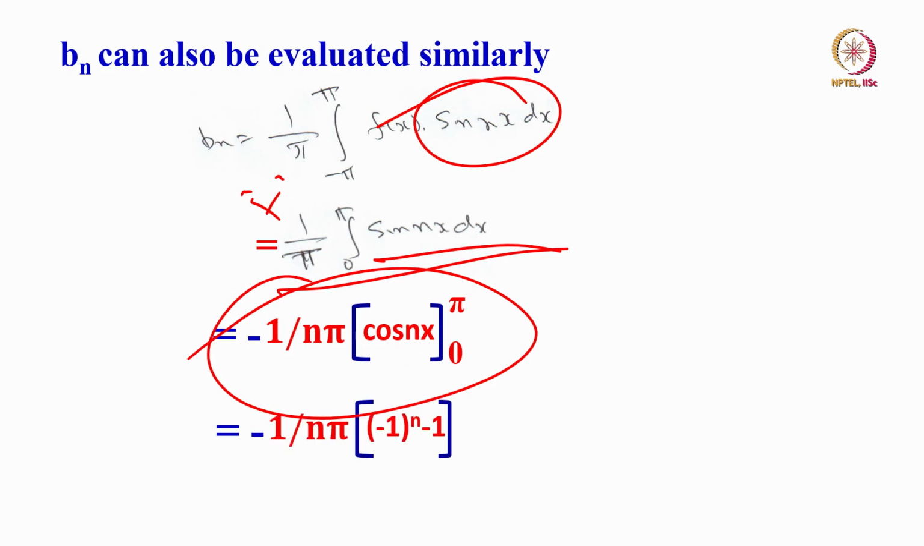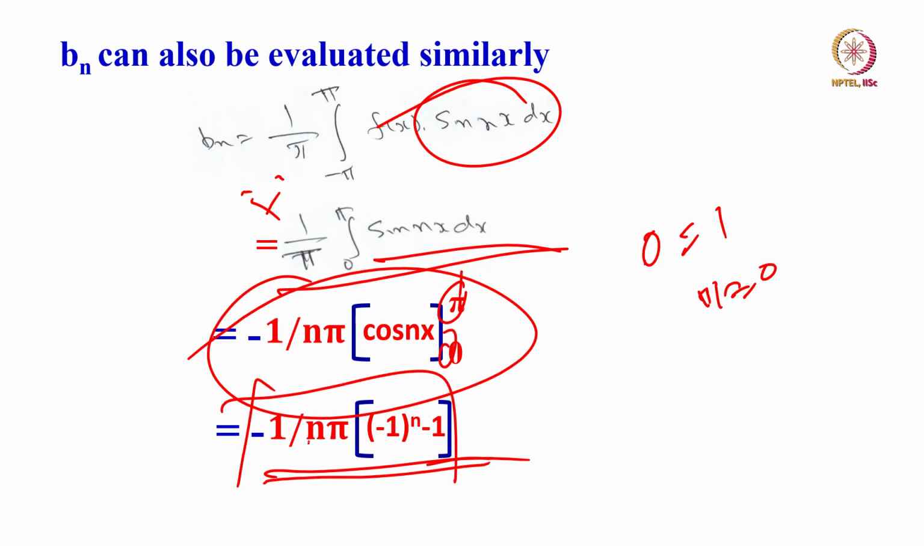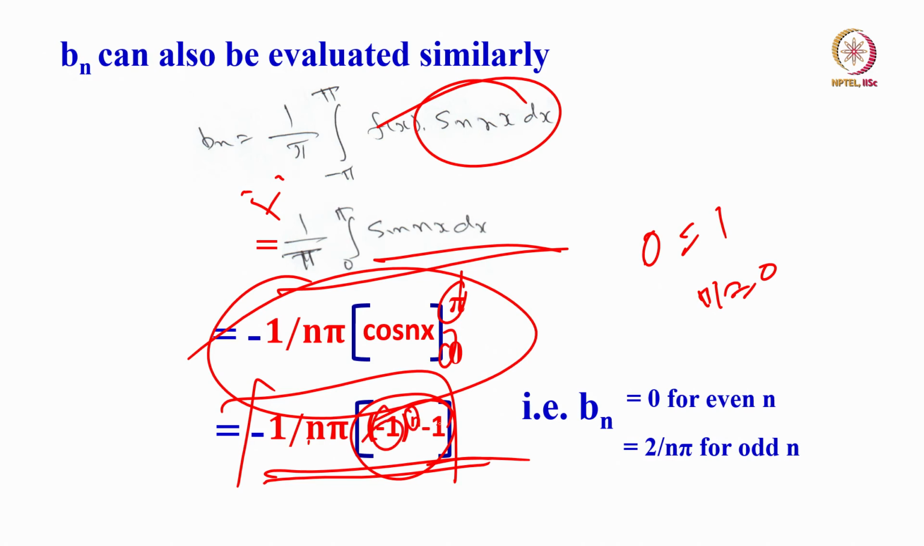Now when you substitute the limits 0 to pi, this is the formula you work out. This is minus, (minus 1)^n minus 1, because cos 0 is equal to 1 and cos pi is equal to minus 1; you can find out the trigonometric values. When you put these limits, this turns out to be 1 over n pi into ((minus 1)^n minus 1). So now what will happen? For even n, this will become positive, so 1 minus 1 is 0, very simple.